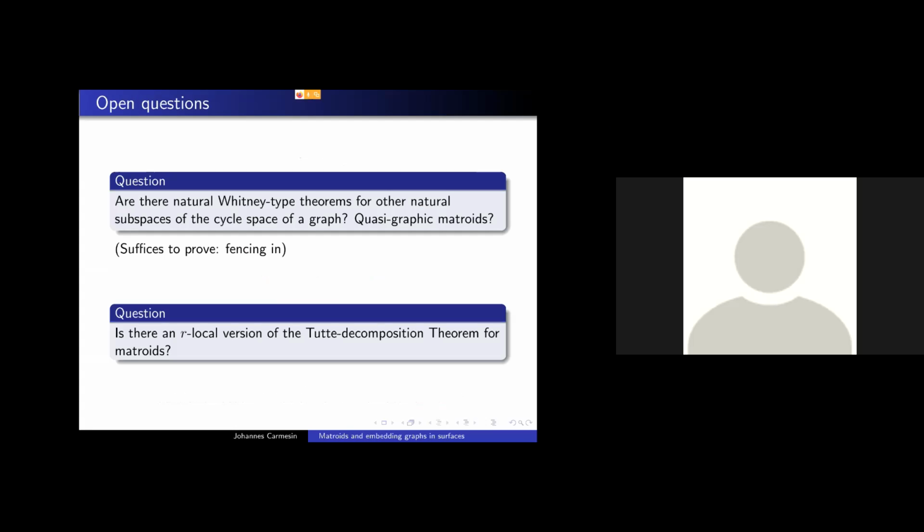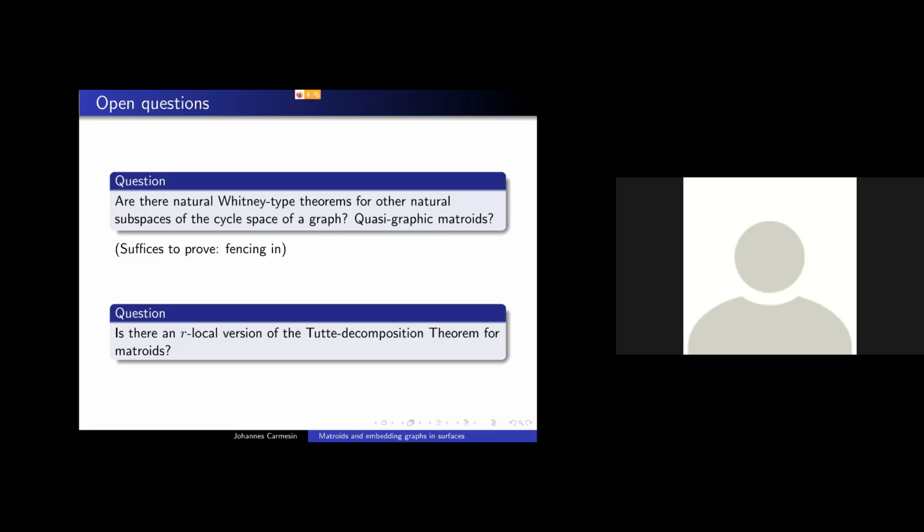Right, so open questions. In our proof we had this very general Whitney type theorem, and then for the specific set of circuits we were interested in, we proved that they were fencing in, and then we were able to apply this more abstract Whitney theorem. So a natural thing to try is, why not do this for some other subspaces of the cyclespace? I mean, this fencing in property, I don't know, it's wild guesses of course, but perhaps it's similar to these theta properties in these quasi-graphic matroids. I don't know. There are people here who know much more about these things than I do, but I think that would be very exciting.